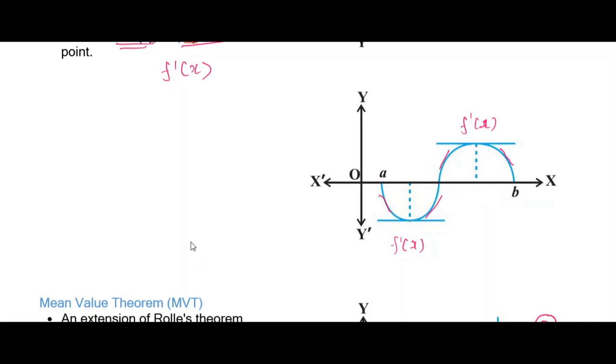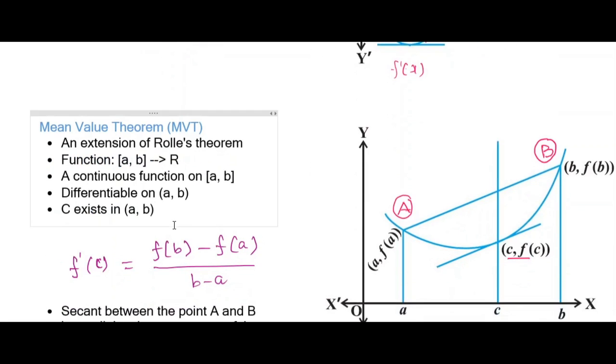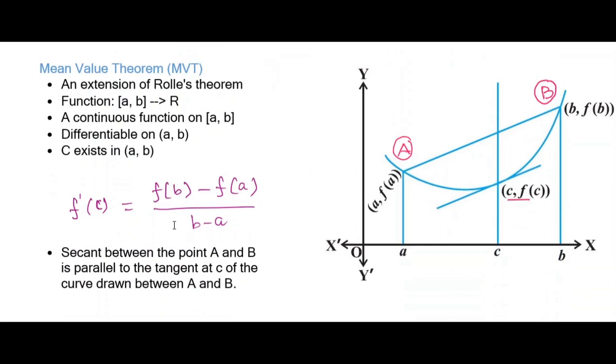Then we'll come back to mean value theorem. Here, see, as I already mentioned, this is an extension of Rolle's theorem. Let us consider the function within the closed interval a, b that belongs to the real number, and it is continuous on ab, then it is differentiable on ab. Continuous means automatically it is differentiable, is it not? So C exists in AB.